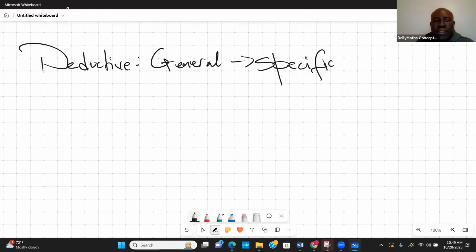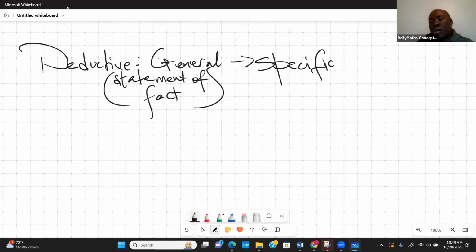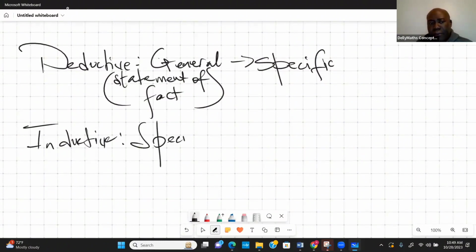And so we could look at this. Also, with this, we have some statement of fact or factual statement. So there's going to be a given fact in this as well. And then we could use that to go to specific cases. While in inductive reasoning, it's quite the opposite, because we're going to have specific cases, and then we're going to use those specific cases and turn them into a general idea.